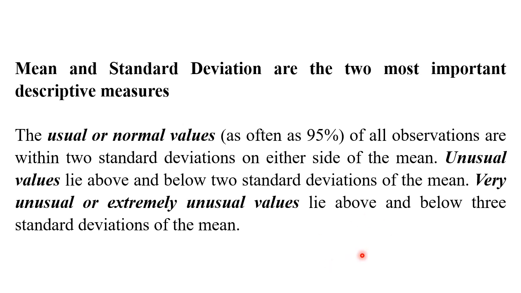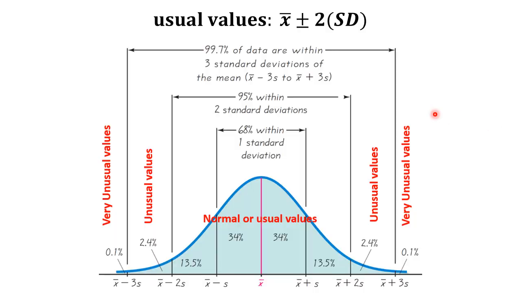If you are going to visualize this in a normal curve, this is how it looks. We are only looking at the middle 95%, from the mean minus two standard deviations up to the mean plus two standard deviations. These are what we consider as normal or usual values. The remaining 5% outside, in a normal curve or any distribution, could be 2.5% on the left and another 2.5% on the right. Those are now considered our unusual values.